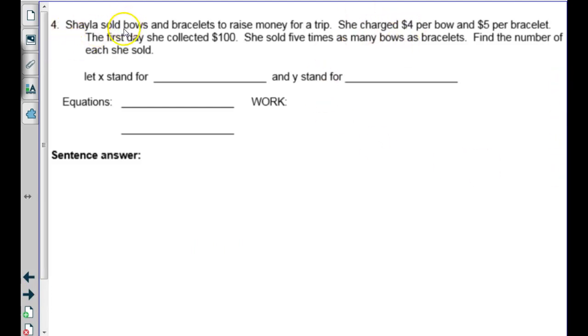Okay. Shayla sold bows and bracelets to raise money for a trip. She charged $4 for bows and $5 per bracelet. The first day she sold $100 worth of stuff. She sold 5 times as many bows as bracelets. Find the number of each she sold. Do you remember why I worried about this one? The 5 times business? Okay. But what are you going to tell me first? Okay, find the number of each she sold? Yes. Number of bows sold, and you can just write number of bows and number of bracelets.